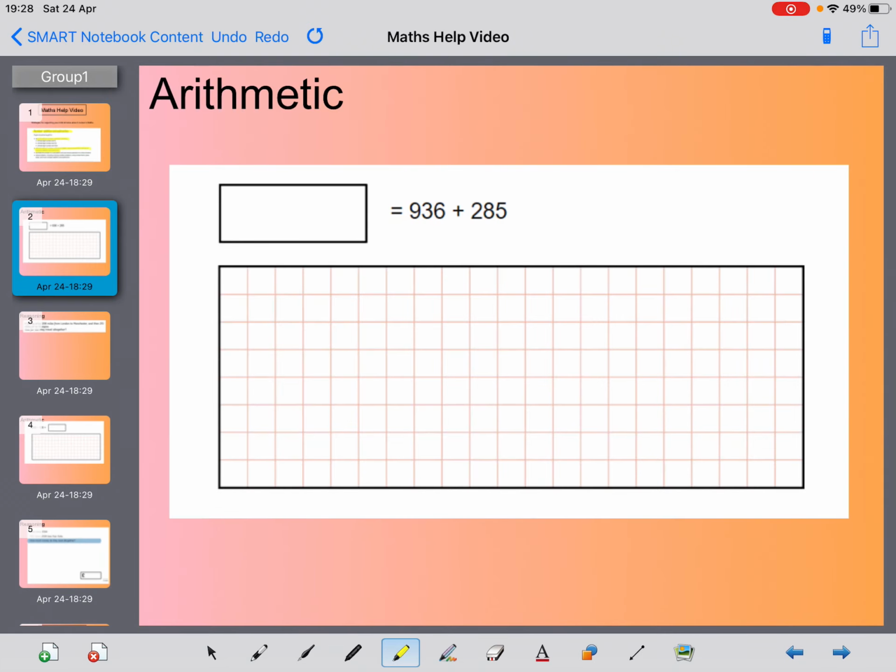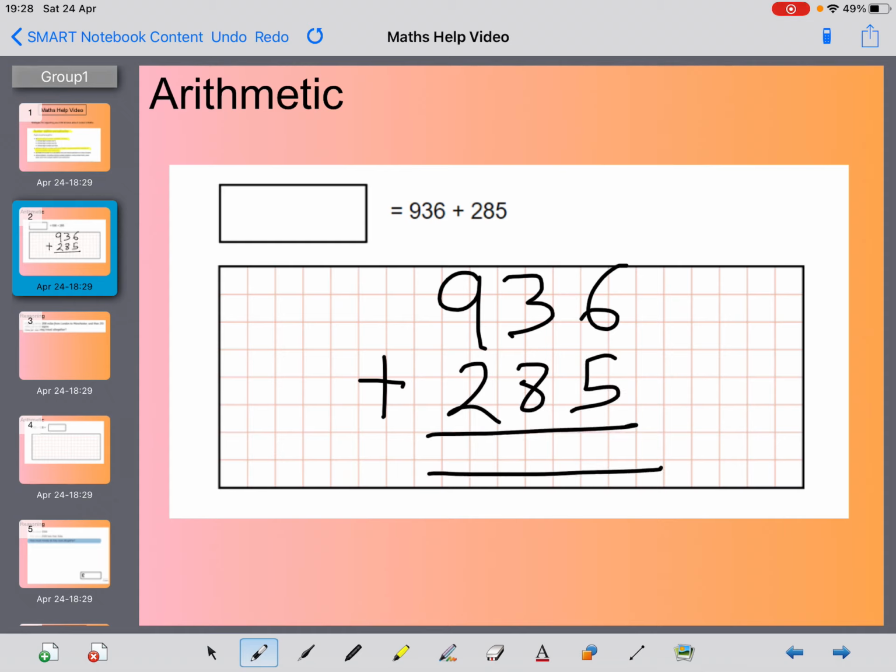Here we have an arithmetic problem, and we have 936 plus 285. And so for laying it out, we start by putting 936 here plus 285. And this is how we lay it out in column addition. I will put the values here so we understand a little bit better. When we're adding, we always start by adding the ones first, which is this one. So 6 plus 5 is 11. That's my tens and my ones. I will put down this 1 and regroup the other one, regroup the tens.